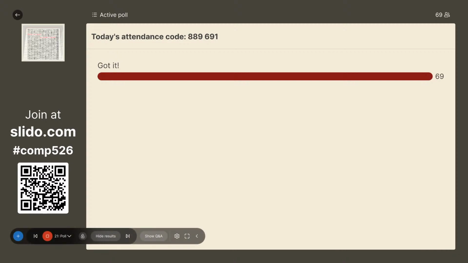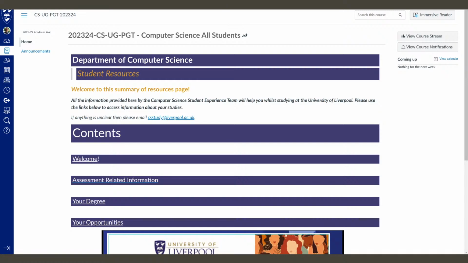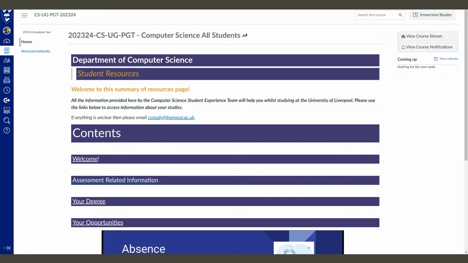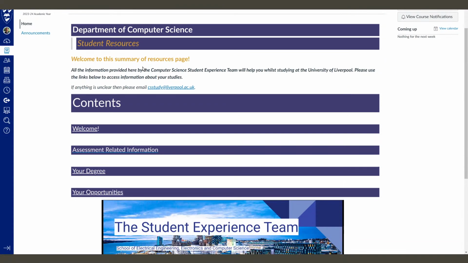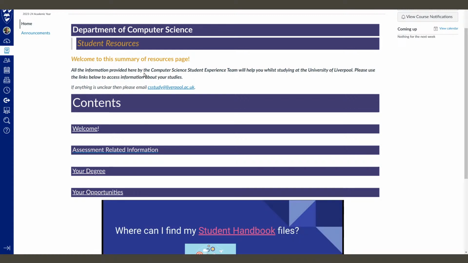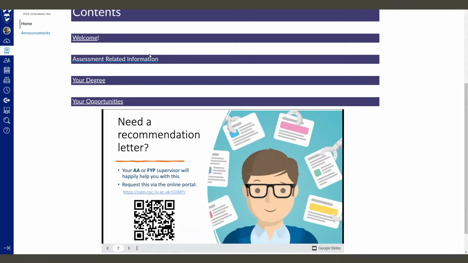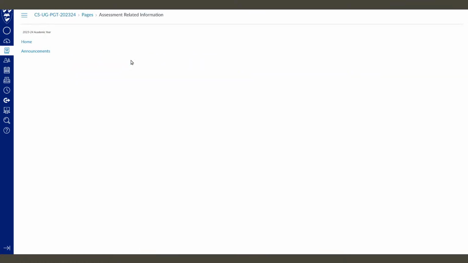The last announcement is about past exam papers, because several people asked. And I pointed you to this, but it doesn't seem to be obvious to everyone. So you should all be enrolled on this Canvas module called the Computer Science All Students course, which has lots of important information, not just past exam papers. So make sure you're checking out what's up there. The assessment-related information is where you want to go for exam papers.